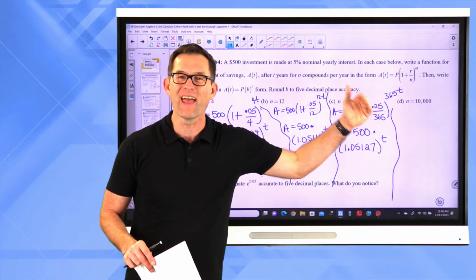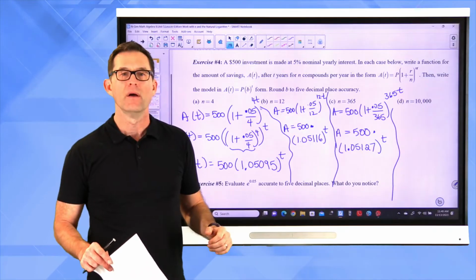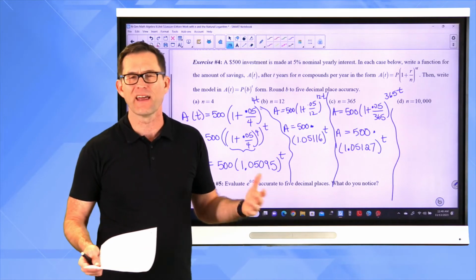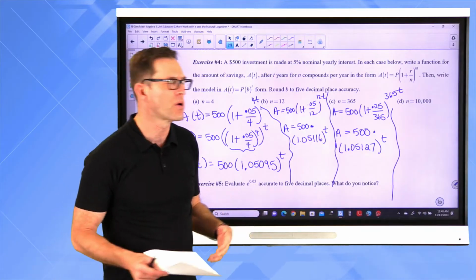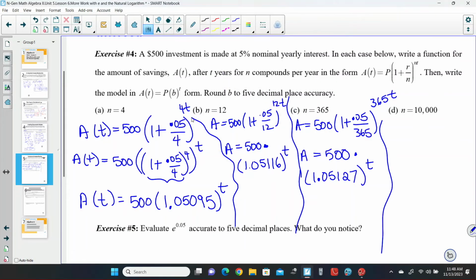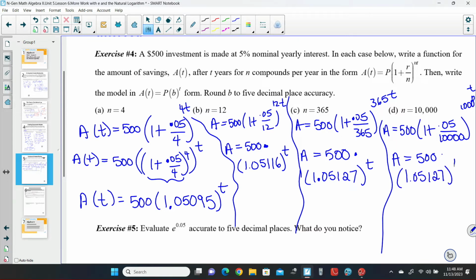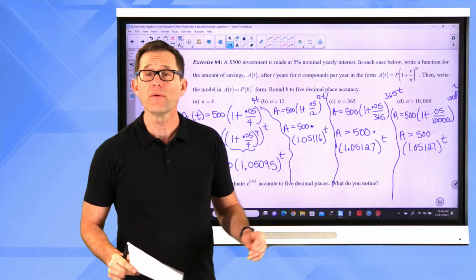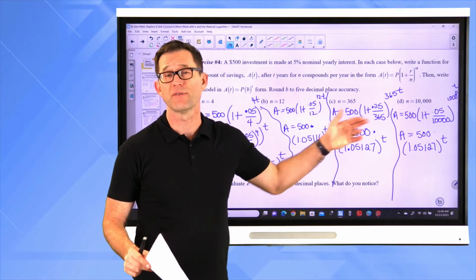And then if we compound 10,000 times in a year, which is more than once per day, I'd have to run the numbers to see if it's once per hour or once per minute. The model is 500 times 1 plus 0.05 divided by 10,000, to the 10,000t. And when we actually did that calculation, it would be 1.05127 again.